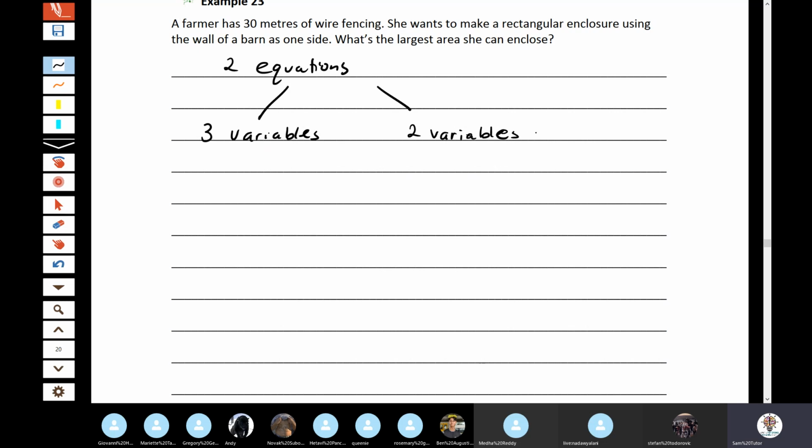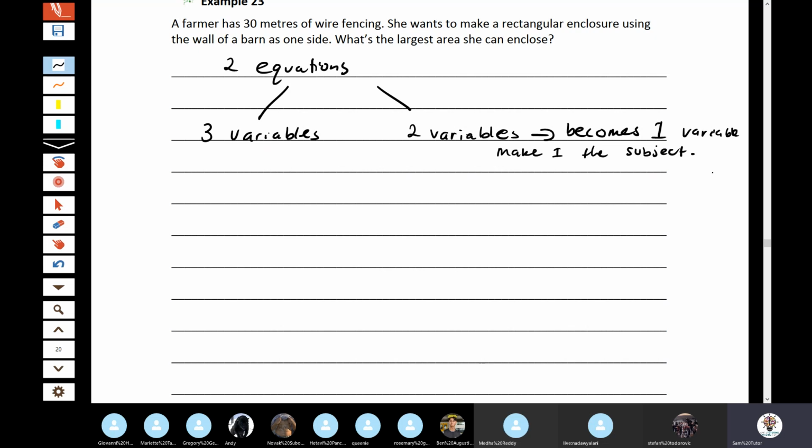So 2 becomes 1 variable. So in other words, I'm just going to write here, make one of them the subject. Make 1 the subject. You'll see it better once we start it.